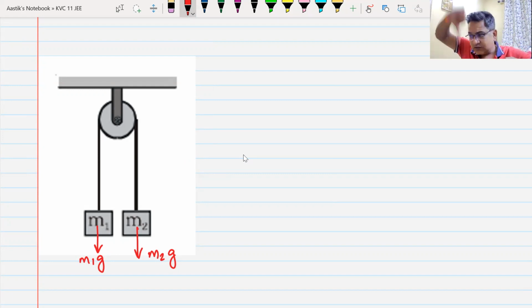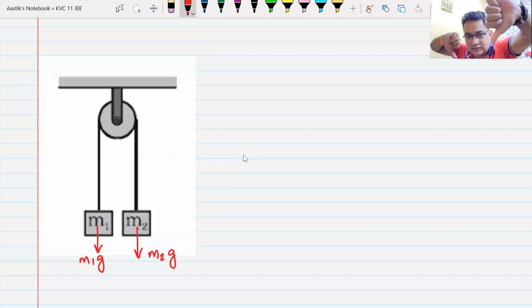One force is trying to pull it down like this. The other force is trying to pull it down like this. Now, where will it go? It depends on which force is stronger. Here, M2g is stronger than this one. But this is also trying to pull it down. So what is the net pulling force downwards? Both are looking downwards, but they are acting in the opposite sense.